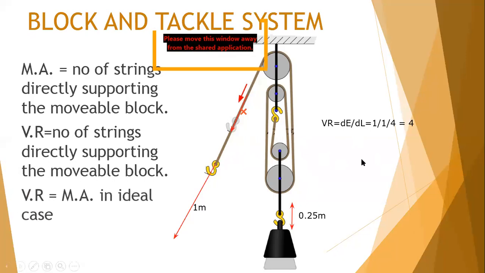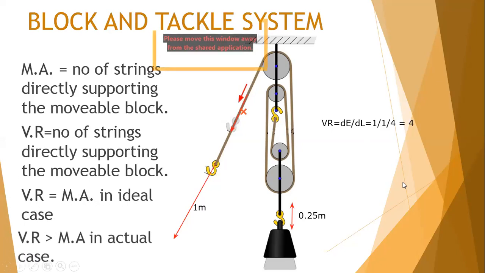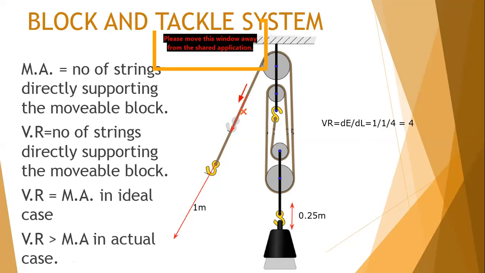Okay, so MA is equal to VR. Exactly, but this concept is true only in the ideal case. You remember we first discussed the ideal case and then we discussed the actual case. So MA is equal to VR is our ideal case. But in actual, you don't find it. In actual, you will always find that your VR is more than MA.